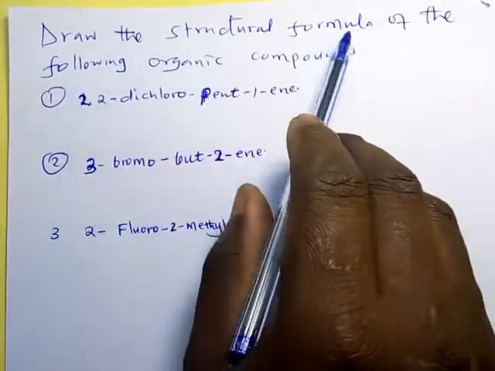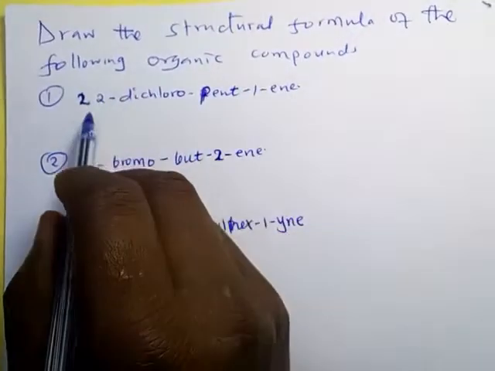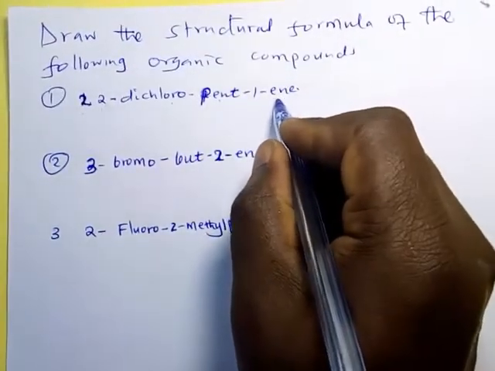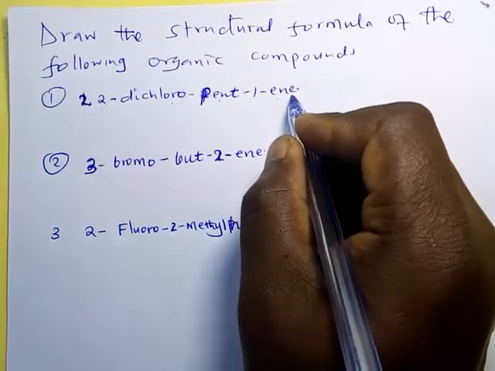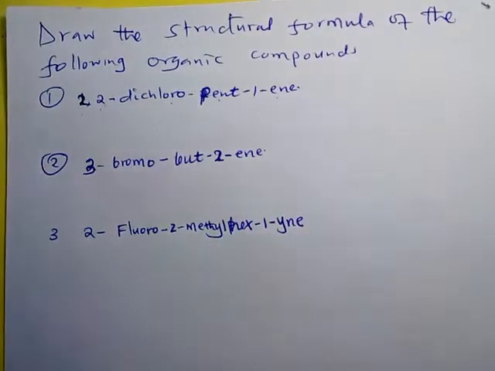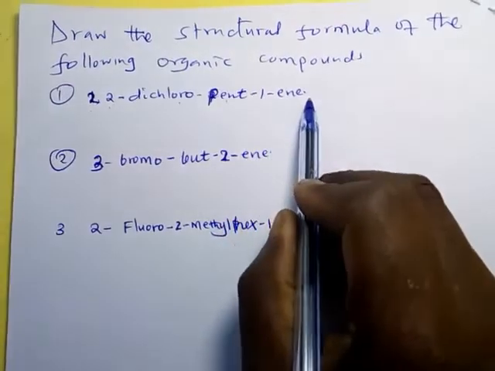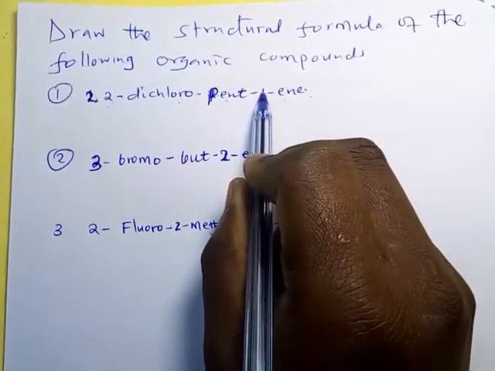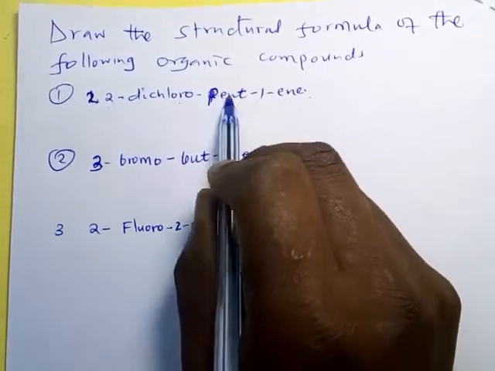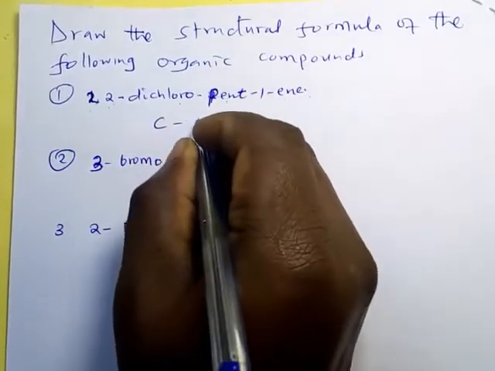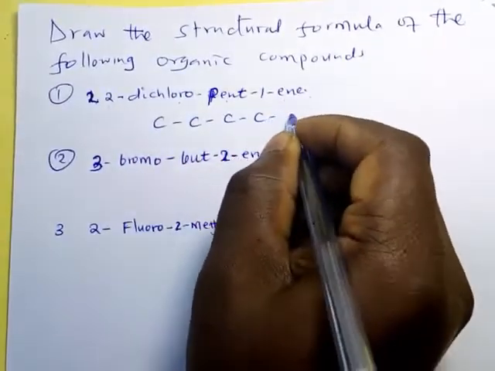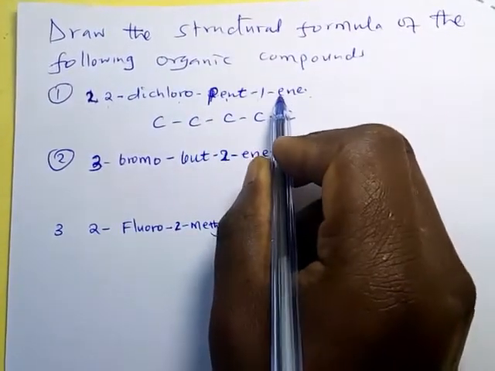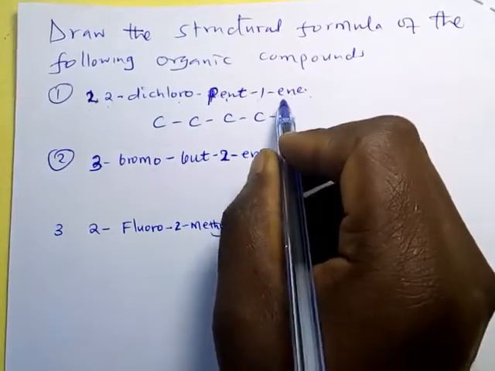Draw the structural formula of the following organic compounds: 2,2-dichloropent-1-ene. Ene tells us that it is an alkene. It's an alkene, yes. And the functional group is on carbon number 1. That's what it means. The parent name is pentene, 5 carbon atoms. So 1, 2, 3, 4, 5. That is pentene, 5 carbon atoms. And the double bond, because ene means double bond, is on carbon number 1.